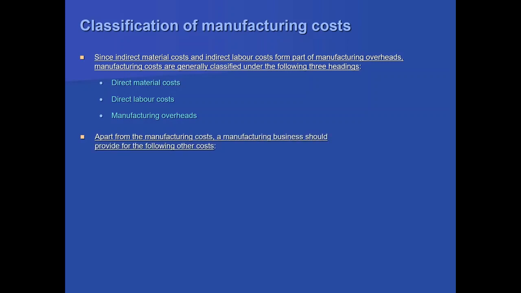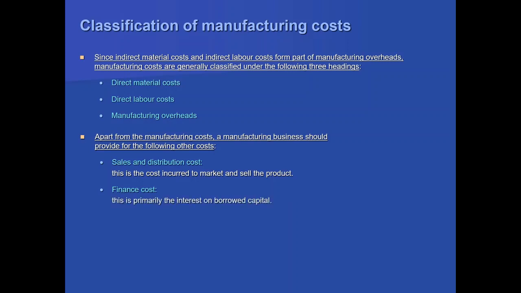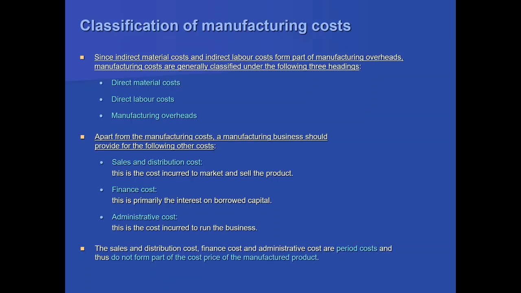Apart from the manufacturing costs, a manufacturing business should provide for the following other costs. The sales and distribution costs, that is all the costs related to selling the product and getting the product to the customers. This is the cost incurred to market and sell the product. The finance costs, this is primarily the interest on borrowed capital. Administrative costs. This is the cost incurred to run the business. The sales and distribution costs, finance costs, and administrative costs are what we refer to as period costs, and thus do not form part of the cost price of the manufactured product. So period cost is something separate from the manufacturing cost of the product.